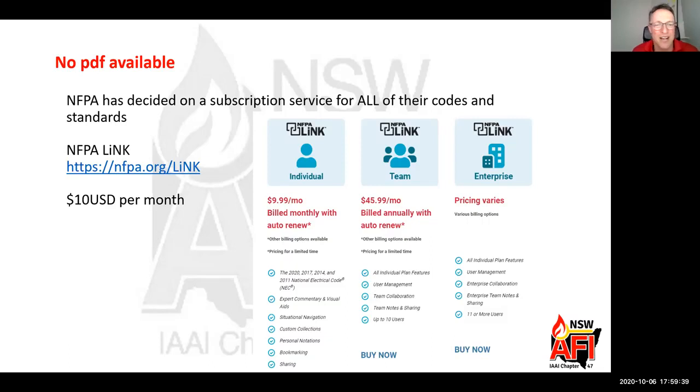So what you have to do now is subscribe to them, and it's called NFPA Link. At the moment, if you're an individual, it's $10 a month. If you've got a team of up to 10 people, it's $50, $40, $46 a month. This is in US dollars. And if you're bigger than that, you have to get a quote. Organisations such as ours, I think our organisation is going to subscribe because our organisation uses more than just one. How that's going to look, not sure.